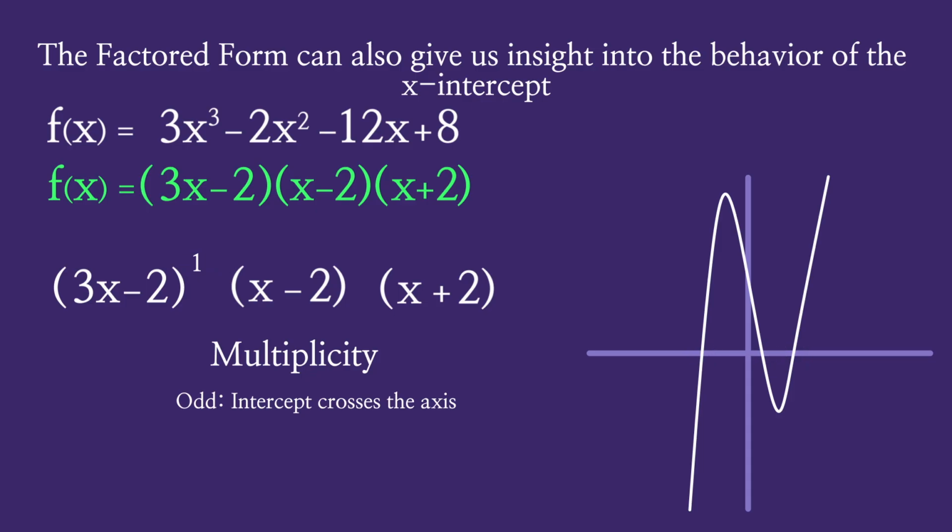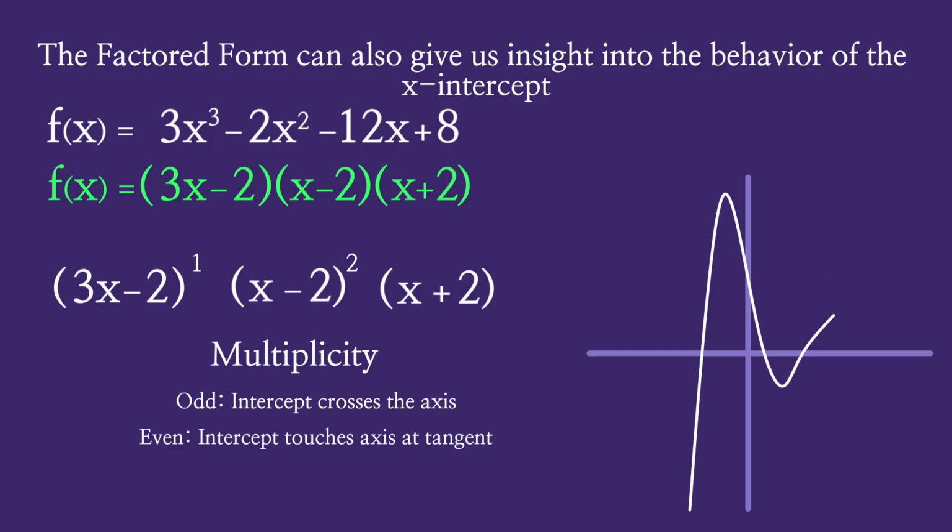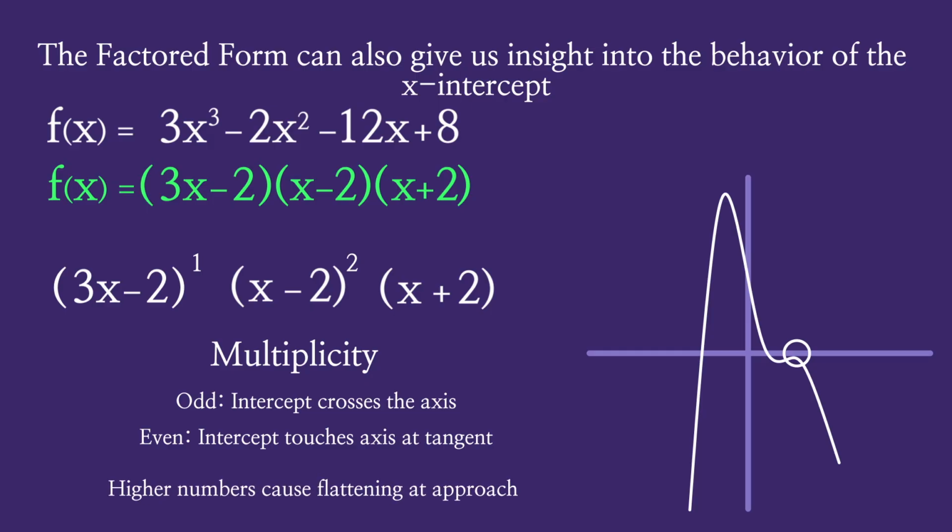If one of the factors was raised to an even power, like 2, instead of crossing the axis, the intercept would touch the axis tangentially. The magnitude of the multiplicity also matters, with higher values causing flatter approaches to the x-axis. For example, if one of our factors was raised to 3, the intercept would still cross the axis, but with a flatter approach, similar to a cubic function.